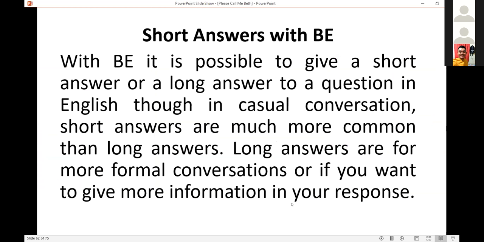Let's see who's going to read this. Grisela, can you read this, please? Okay. Short answer with be. With be, it is possible to give short answers or long answers to our questions in English.